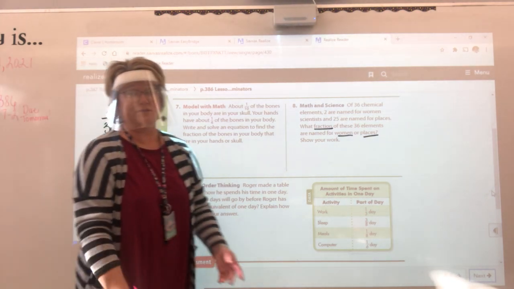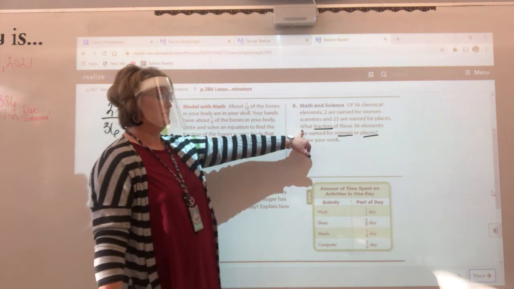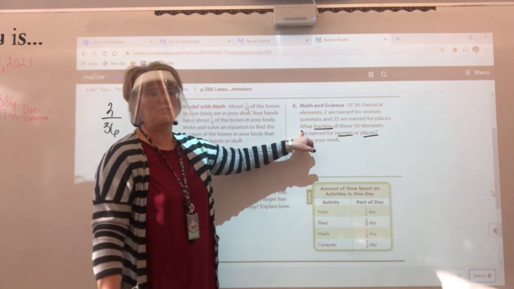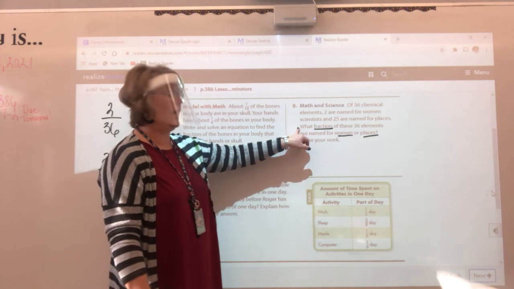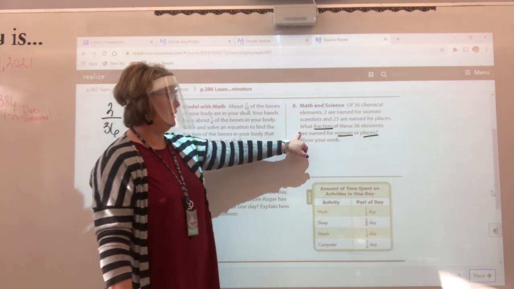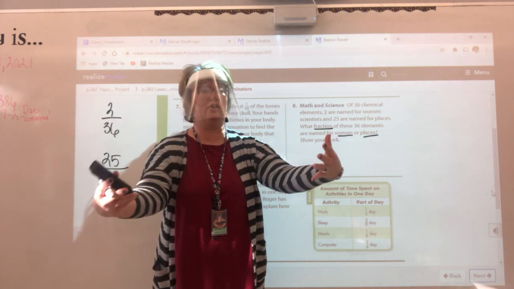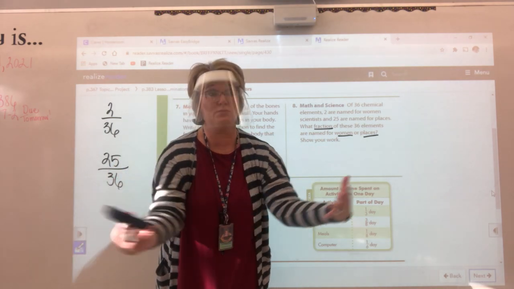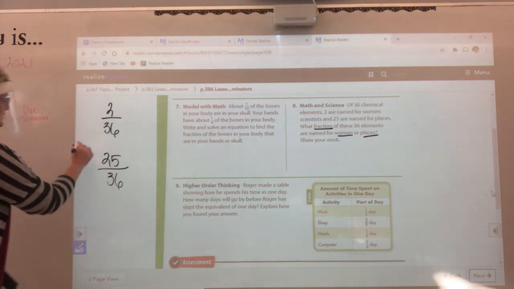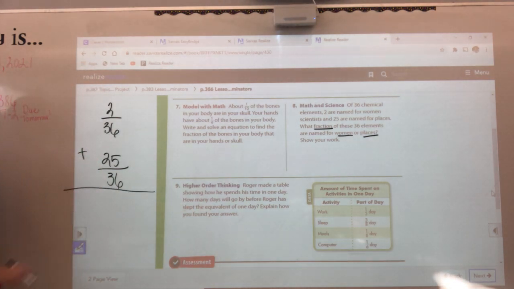And now we got to figure out if I'm adding or subtracting. Do you hear how much more? Do you hear how much longer? No. Instead, what is it wanting you to do? It's wanting to know how much of the elements are for women and places. It's wanting you to put them together. So put a plus sign here and draw a line. Now, what are you thinking? I hope you're reading my mind. Is anybody reading my mind? What am I thinking?